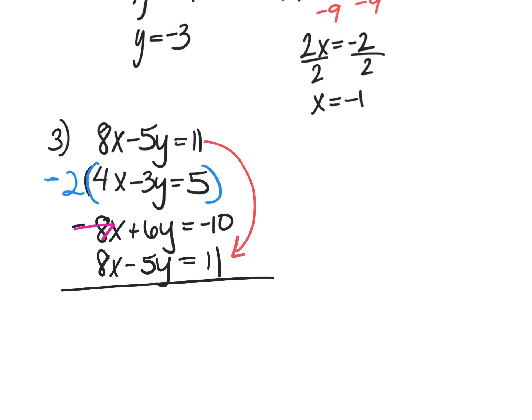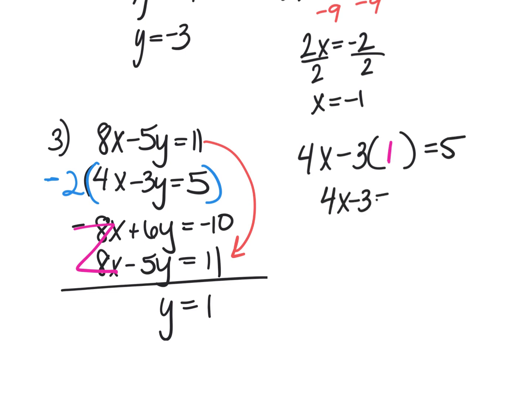My negative 8x and 8x is 0. 6y minus 5y is y. y equals negative 10 plus 11, which is 1. And then you could use any of the 3 equations. I like to start with the original equations because the numbers are smaller. So I'm going to go back to 4x minus 3 times y, which is 1, equals 5.